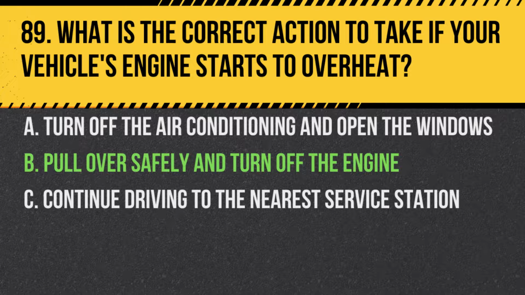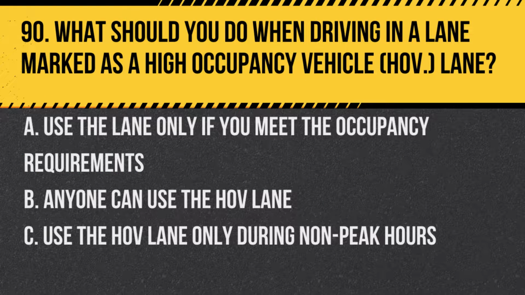Answer: B. Pull over safely and turn off the engine. Overheating can cause serious damage to the engine. Question 90. What should you do when driving in a lane marked as a high occupancy vehicle, HOV, lane? A. Use the lane only if you meet the occupancy requirements. B. Anyone can use the HOV lane. C. Use the HOV lane only during non-peak hours.